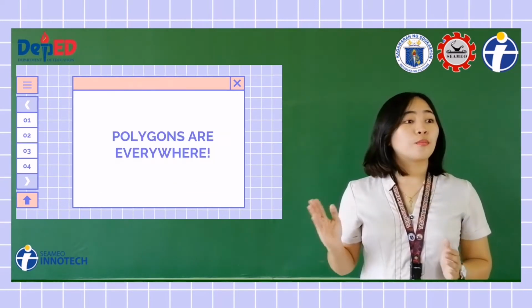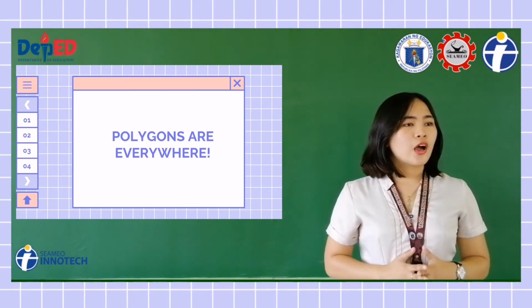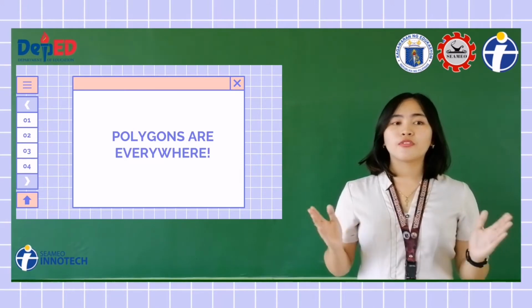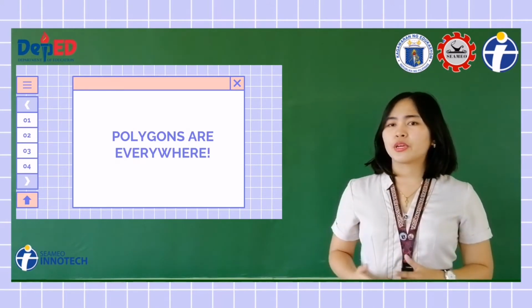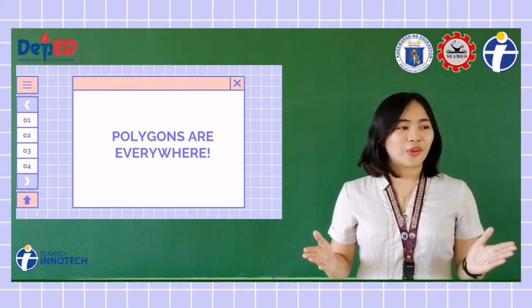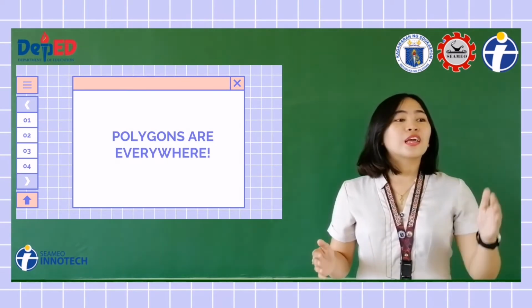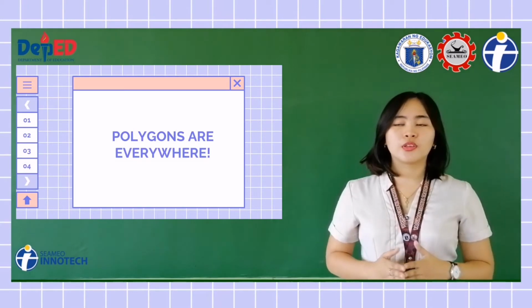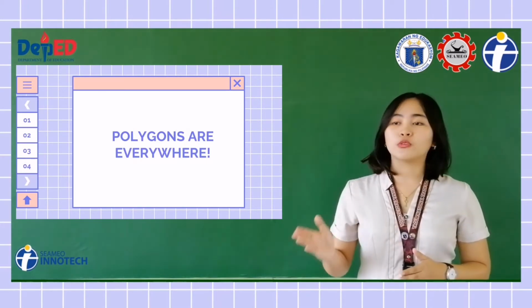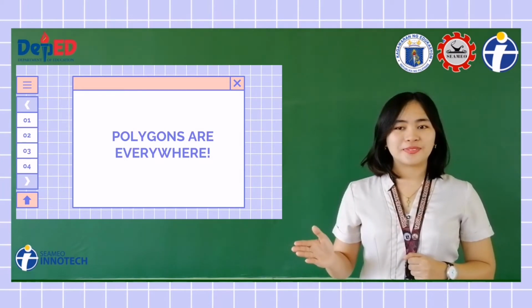Polygons, polygons, polygons. Now, since we all understand that polygons are present everywhere, let's have a recap. What is a polygon? Okay, anyone? Yes? Very good. A polygon is a closed plane figure bounded by segments.